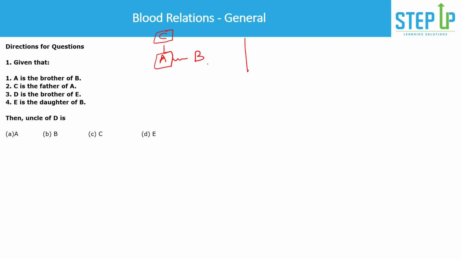So now D, E are not here, so let's say I'll put it separately. D is the brother of E. Okay, like that. And he says E is the daughter of B. If I know now E is the daughter of B and D is the brother of E, so they will be here. So what is the simple question? Then uncle of D is who? Uncle of D meaning D's parents' brother. So who is he? This is A.